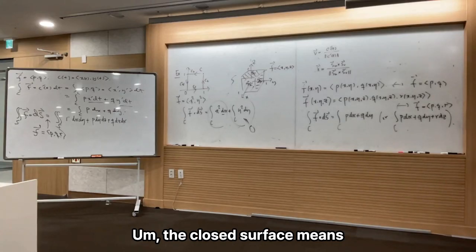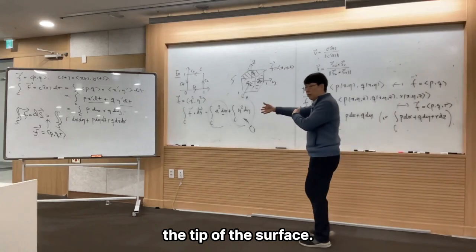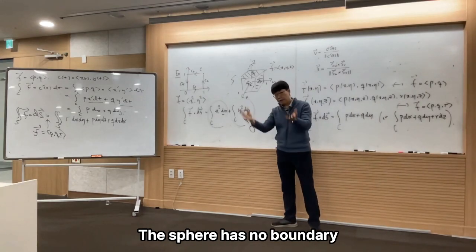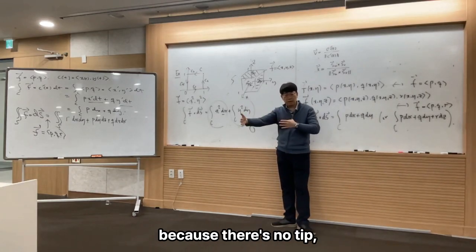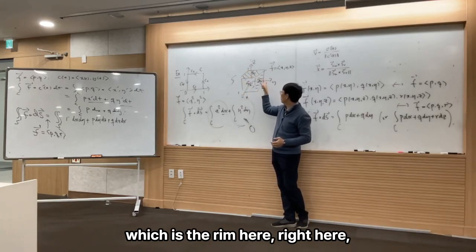A closed surface means that there is no boundary. What's the boundary? Well, it's the end, the tip of the surface. The sphere has no boundary because there's no tip. It's always going in a circle. But here, we have a boundary of a surface, which is the rim, right here.